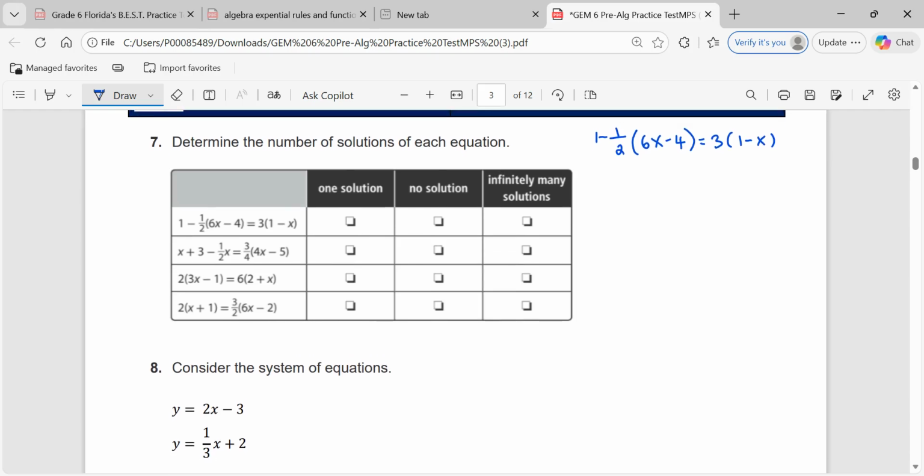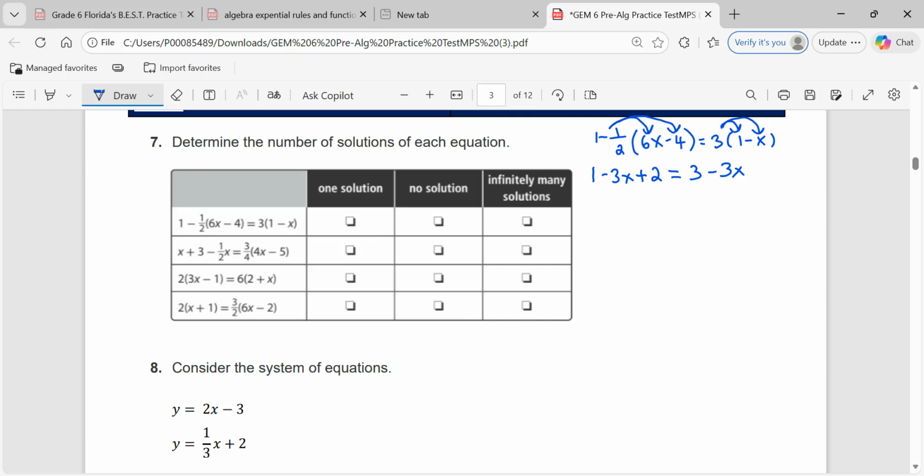Let's simplify the left. There's a negative 1/2 in front of the 6x. So negative 1/2 times 6x is going to give me negative 3x. And then negative 1/2 times negative 4 is going to give me positive 2. 1/2 of 4 is 2. And that's equal to 3 times 1, which is 3, and 3 times negative x, which is negative 3x.